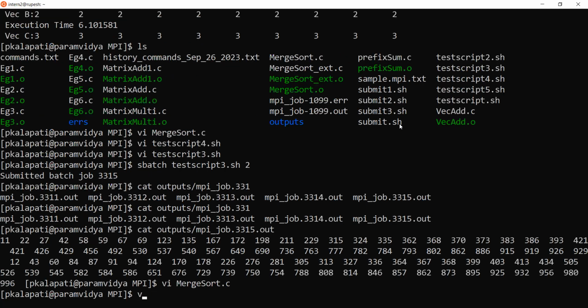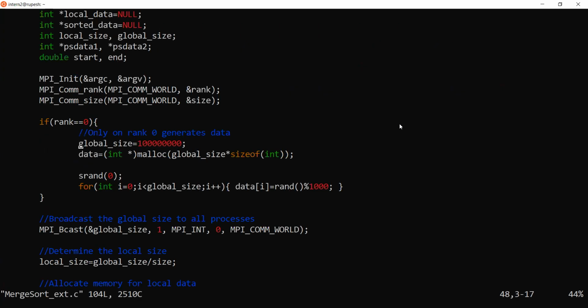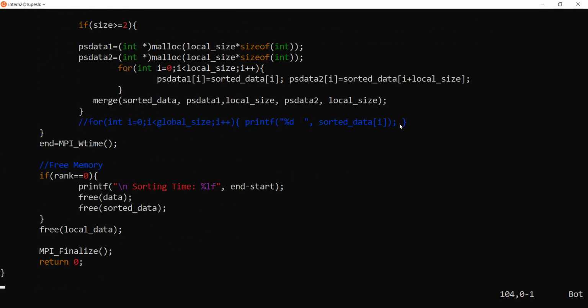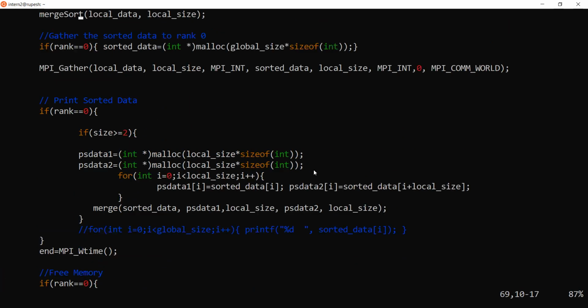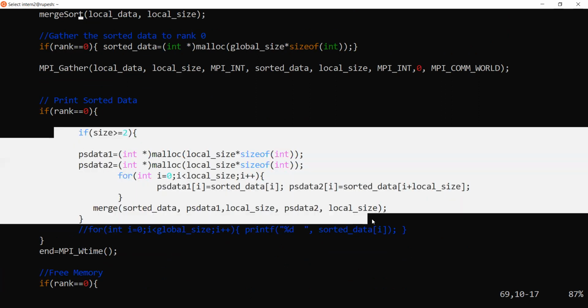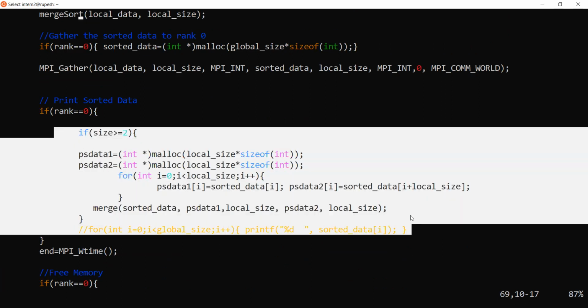To write such kind of logic, I implemented a little bit of an extension of this simple merge sort. That is merge sort with extension. Here, what can you see? Okay, this is the logic. This rank 0 is responsible to merge those two sorted lists.